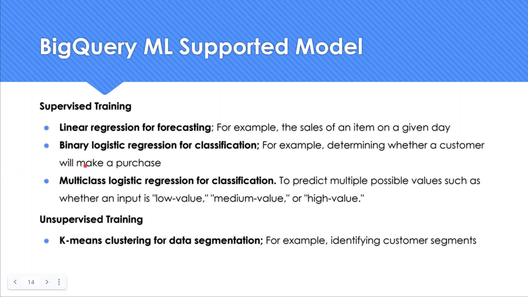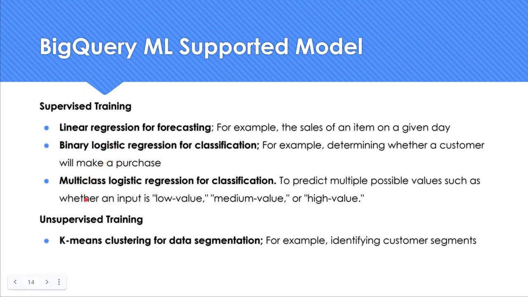You have another kind of supervised training, binary logistic regression. This is for classification. The example of wearing a mask or no mask is basically binary logistic regression, a true or false kind of classification.